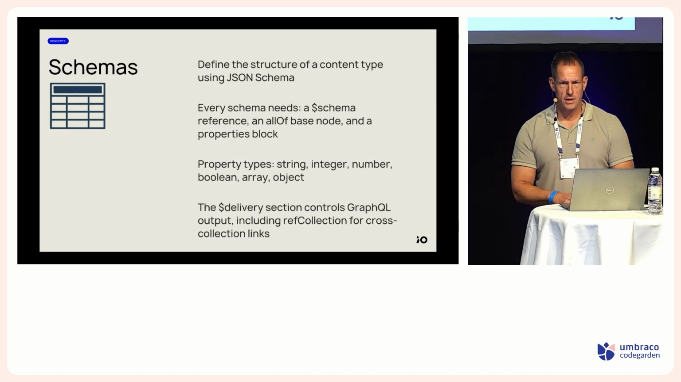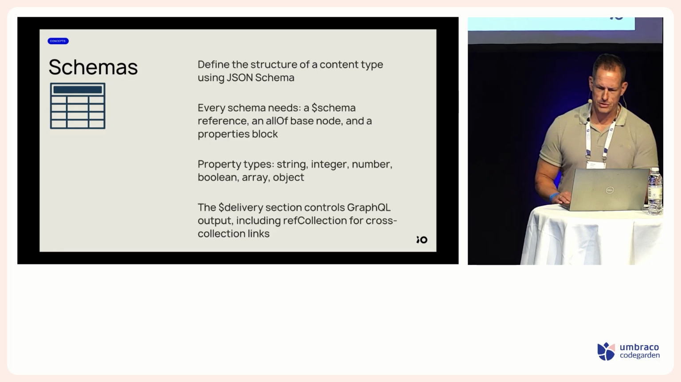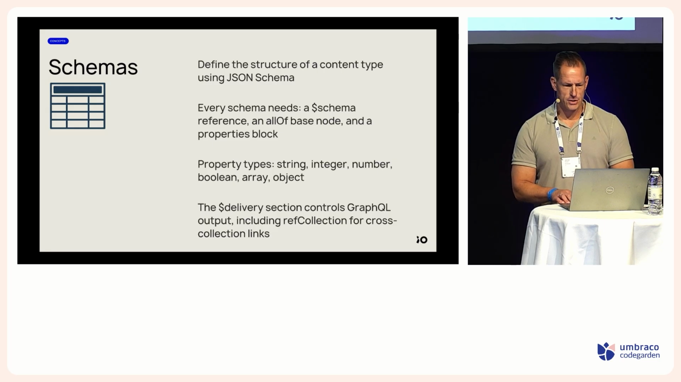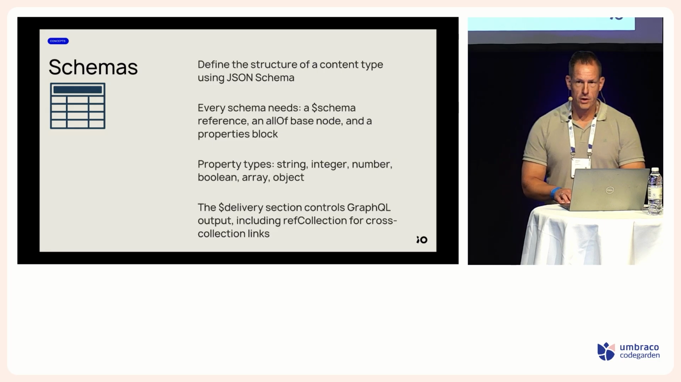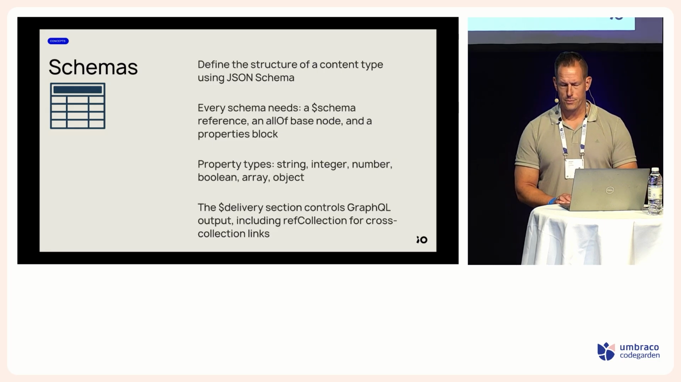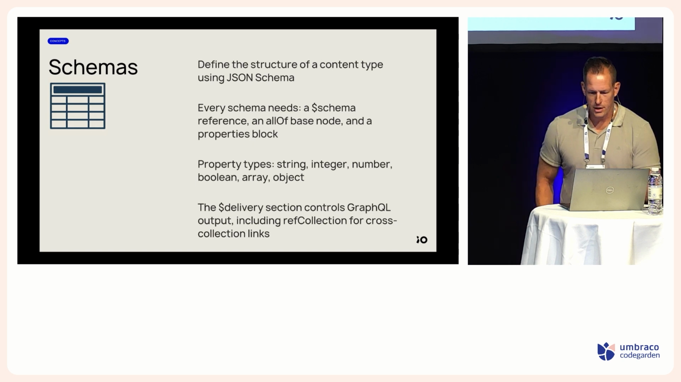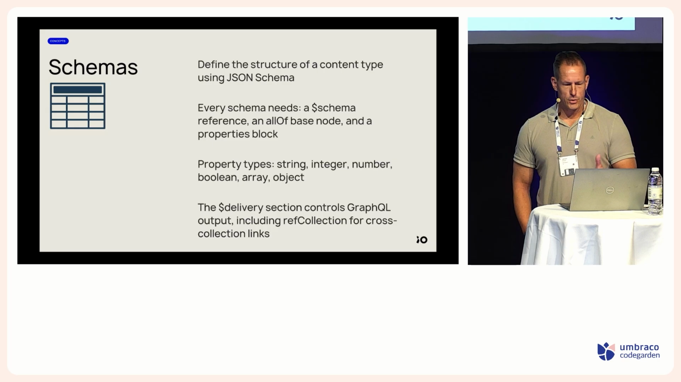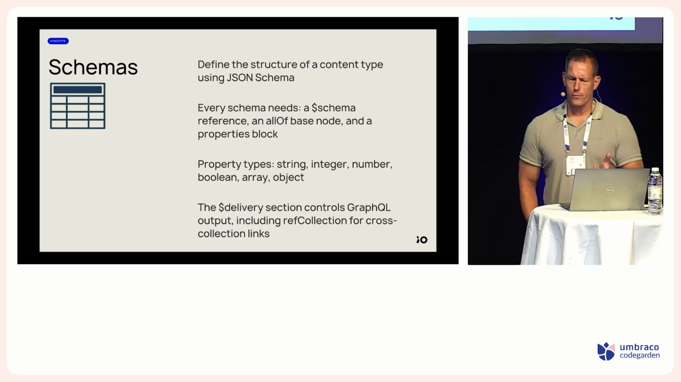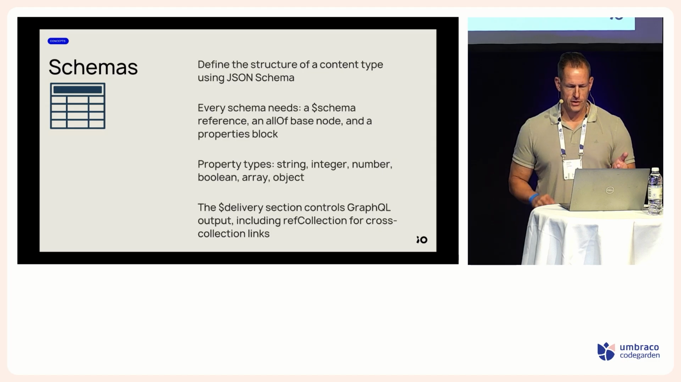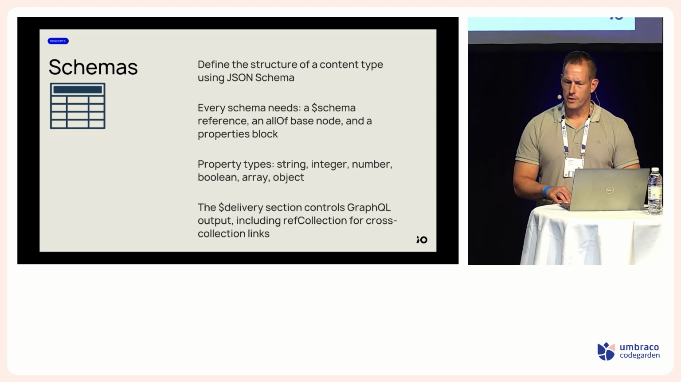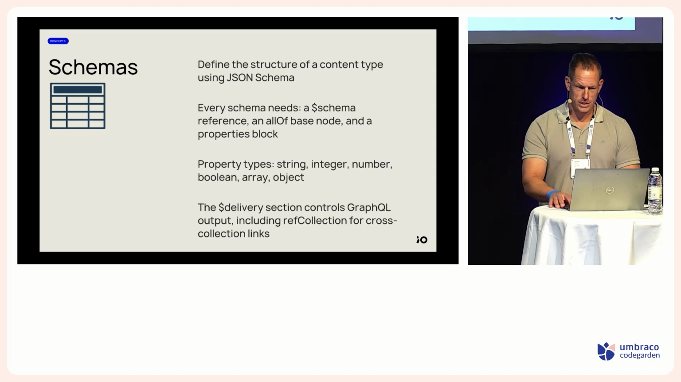Next, we have schemas. So the collections that we have, they need to have a structure, and that's done with a JSON schema. Each schema needs to have a reference, an all-base node, and a properties block. And the properties can be a string, integer, number, Boolean, array, or object. And finally, in this schema, you can also have a delivery section where you can control the GraphQL output. And this is where you can define how you can do your cross collections.